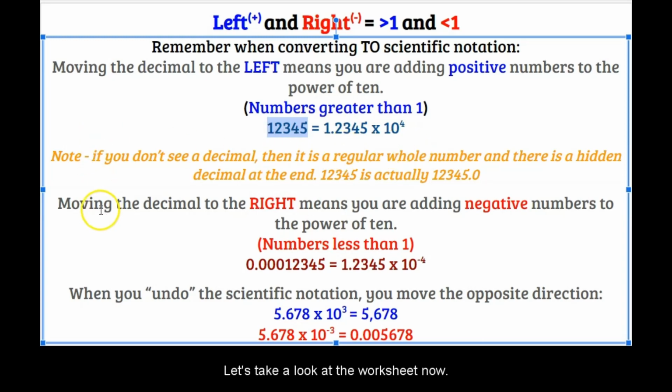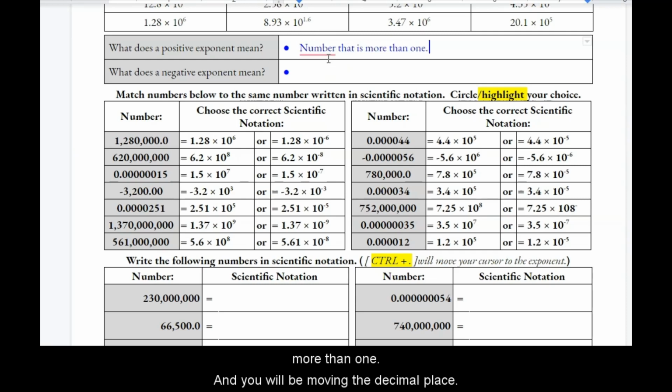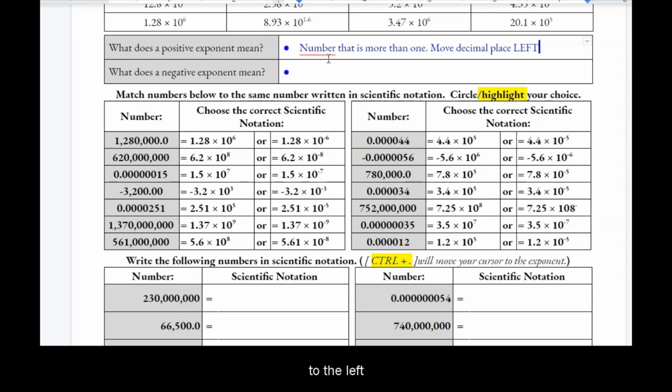Let's take a look at the worksheet now and write down what a positive exponent means and what a negative exponent means. Here we have: what does a positive exponent mean? This means that we're dealing with a number that is more than 1, and you will be moving the decimal place to the left. While a negative exponent is a number that is less than 1, and you move the decimal place to the right.